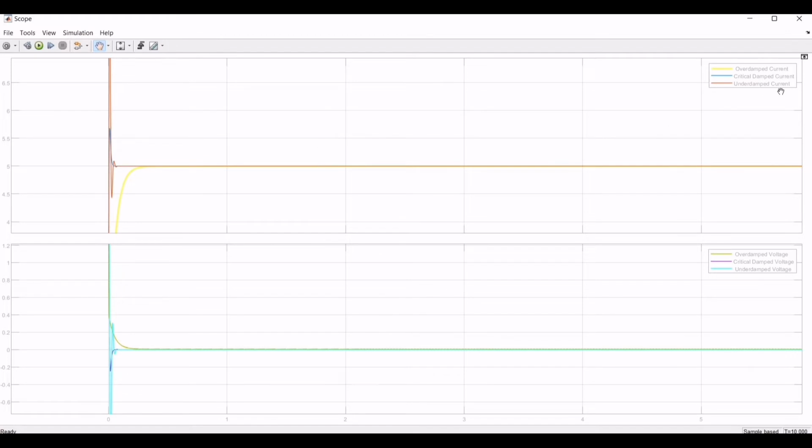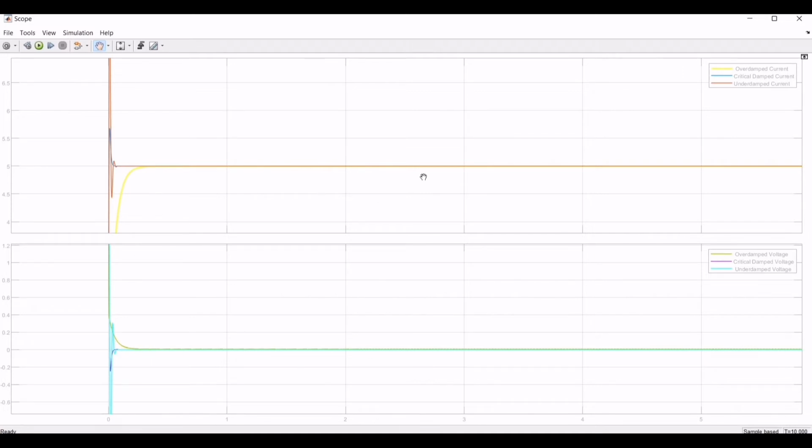As you can see, it shows all three graphs. The top one is the graph for the current, and the bottom one is for the voltage. Once they come to steady state, they all go to one final value. For the current it is 5 amps, which is exactly the same as given in the question, and for the voltage it is 0.